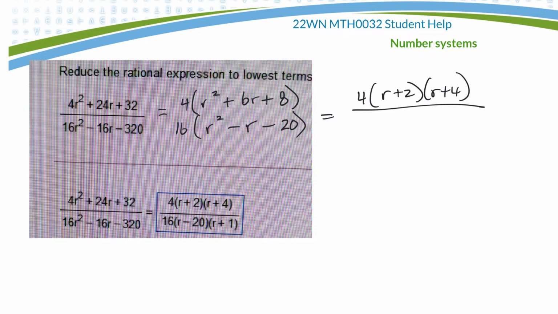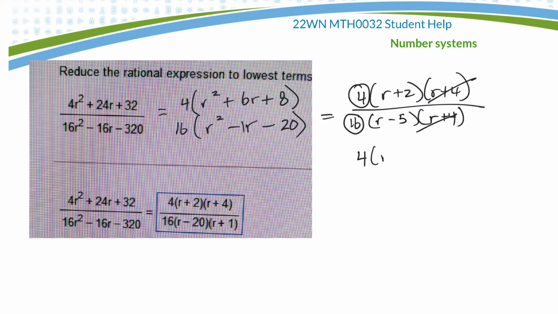Okay, now to factor that bottom, I've got to get two things that multiply to negative 20 and have a difference of minus 1. So that would be (r minus 5)(r plus 4), I think. You can check that. But then the r plus 4s will cancel. And also, I could cancel the 16 and the 4.